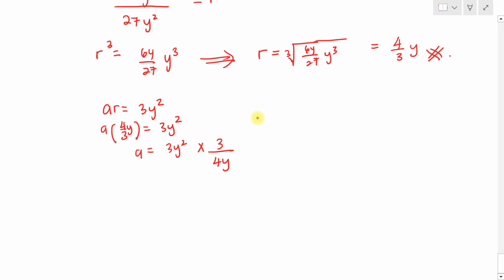I mean, I did a series of steps already. 4y over 3, and over there 3 over 4y. Multiply straight across, so the y here is completely gone. So you will get 9, because 3 times 3 is 9, y over 4. A equals 9y over 4.